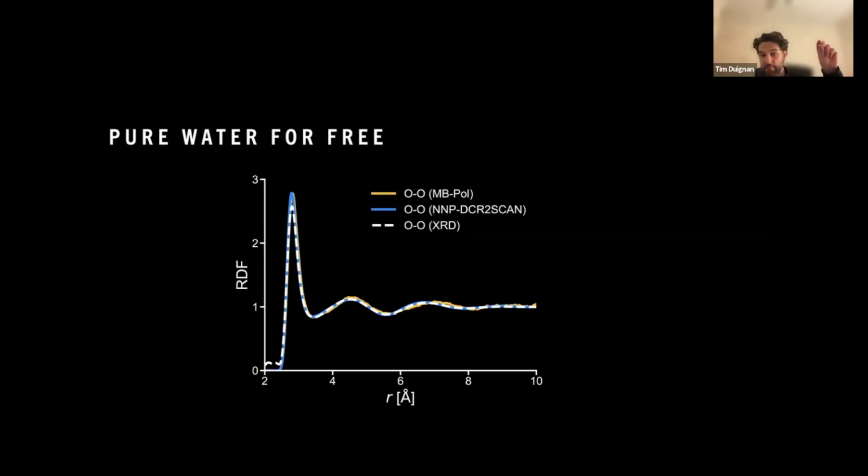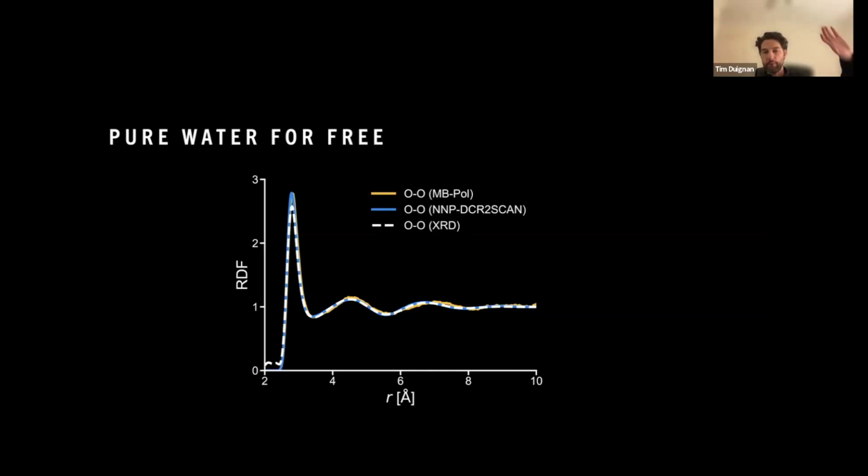There's a tiny difference in the peak height, but you can attribute that to nuclear quantum effects, right? The hydrogen atom doesn't actually behave classically according to Newton's laws. It has some quantum indeterminacy, so that peak height position is a little bit different. But if you compare it with the thing called MB-pol, you get almost perfect agreement.